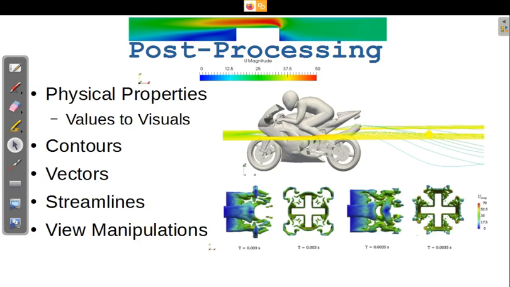That's where we have to convert these values to visuals. That's the particular term I use here: values to visuals is exactly what post-processing is. You can use any post-processing tool to convert the numbers into a visual form.